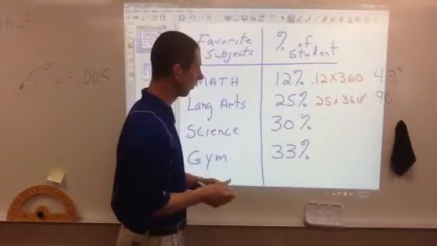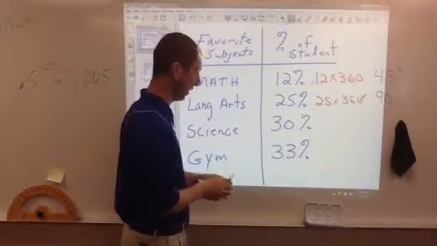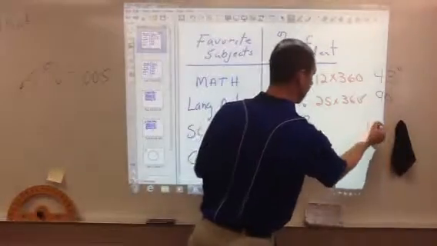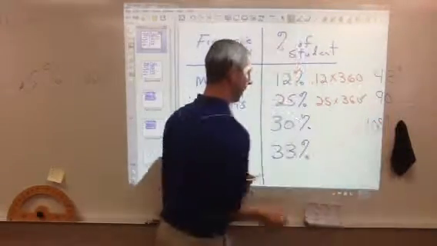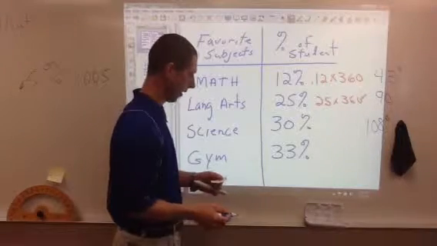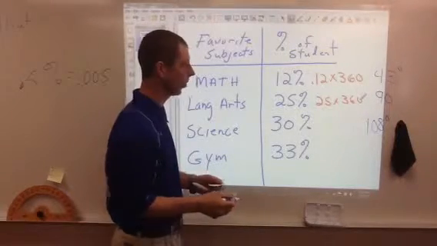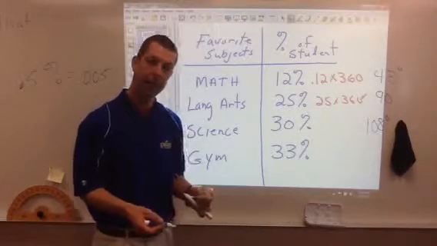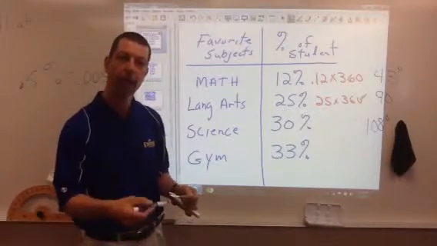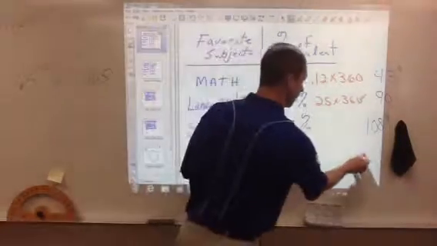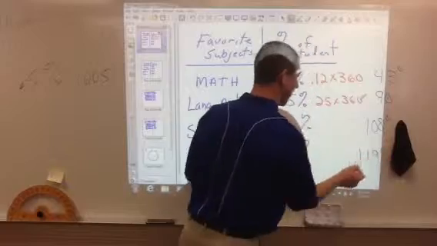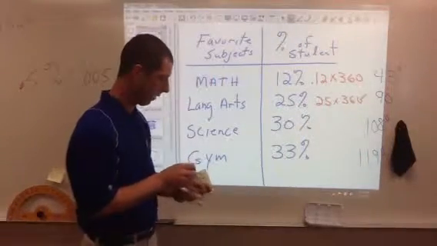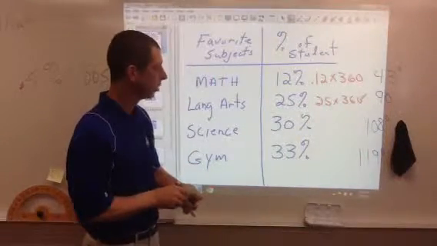I do 0.30 times 360, and that one comes out to 108 degrees, and I do 0.33 times 360, and that one comes out to 118.8. We're going to round that to 119 degrees. So I'll write those down so that I don't have to look back when I'm making my circle graph.